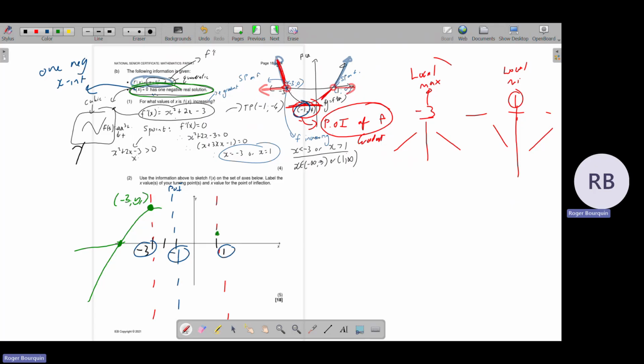And you're going to get a rough point of inflection. The graph is going to change from concave down to concave up around about there. It's not very accurate, mine, but it doesn't matter, it wouldn't penalize you. And you're going to have a local minimum at 1, and then it's going to carry on increasing. So we mark it: -1, y2, and 1, y3, recognizing the shape and the one negative root.